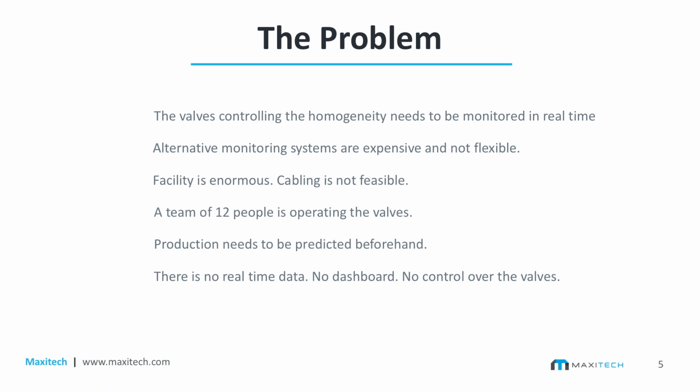And there's an additional thing here. The production actually needs to be predicted beforehand, because not only the distributors, but the government also wants to know how much you're going to be producing that day. But if you're not really sure how much waste you're putting in there and how much bacteria is in there, you can't really identify how much you're producing. It's essentially just working on guesstimation. So the bottom line is no real-time data, no dashboard, no control over the valves.